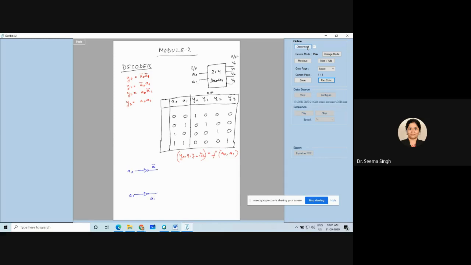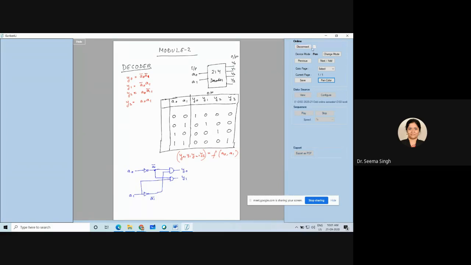And now if I want to write Y0, so Y0 will be what? A0 and A1 coming together. This will be your Y0, right? Am I right? Did we get Y0? Yes, ma'am. Next I want Y1. Y1 means it will be A0 bar and it will be A1.